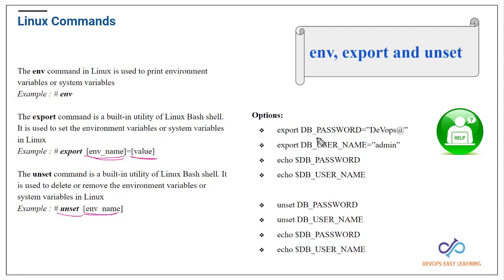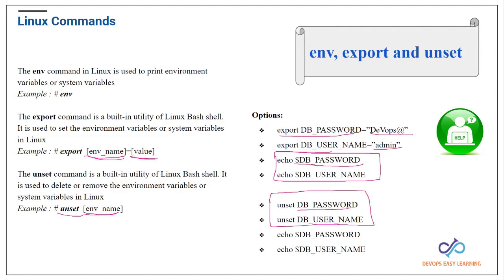As you can see here, we are exporting the DB password, which is equal to this, and here we are exporting the DB username, which is equal to this. How can you print an environment variable? We use a $ sign and put the environment variable name. To unset it is the same: we say unset, put the environment variable name, and that's it.